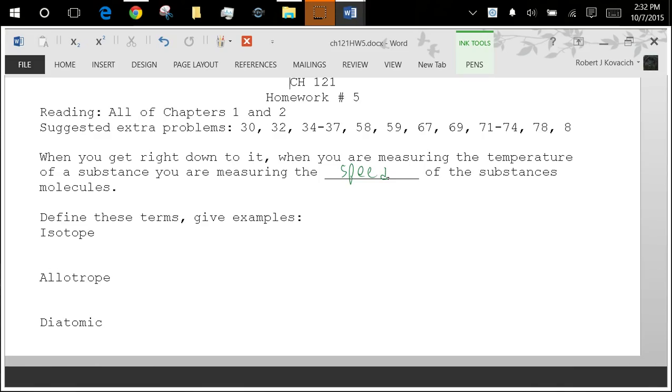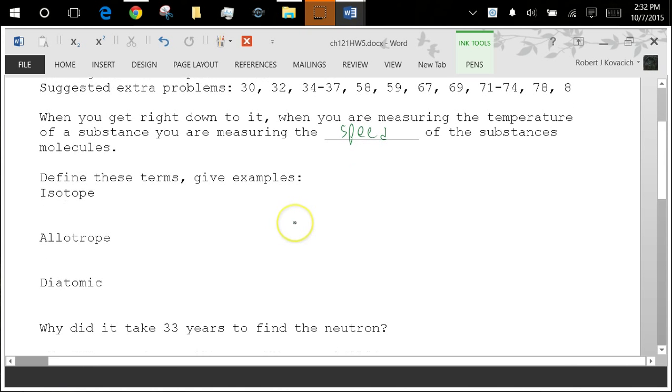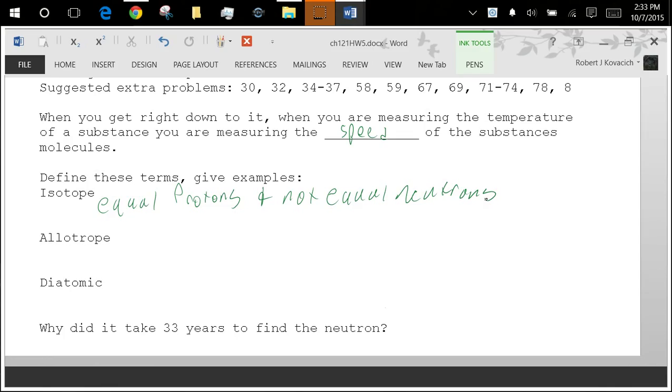All right. Isotope, what's that one? Different numbers of neutrons. Okay. So, equal what? Chemical composition. Equal amount of protons and electrons. So we're talking about two atoms that have equal numbers of protons, so they're the same element, say carbon, but they have varied number of neutrons.